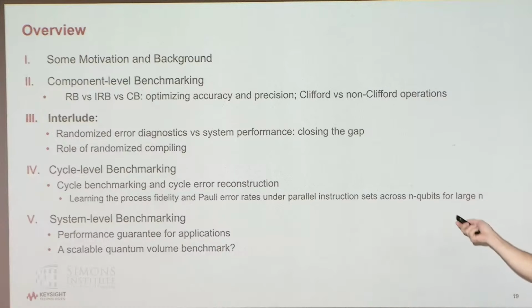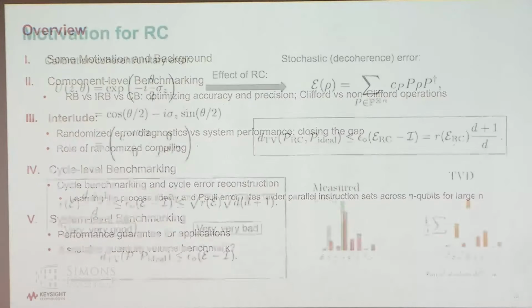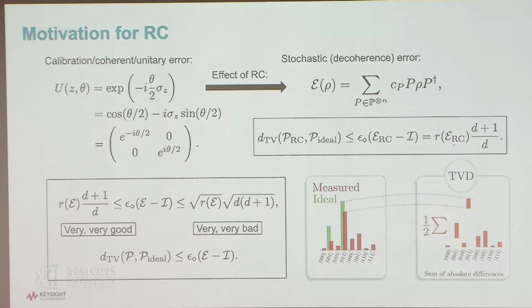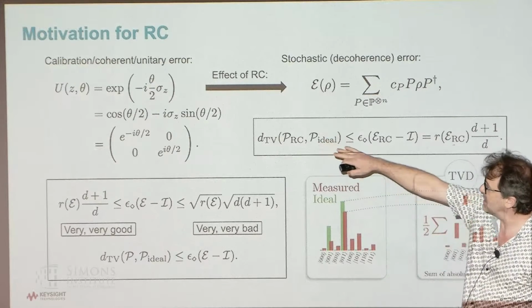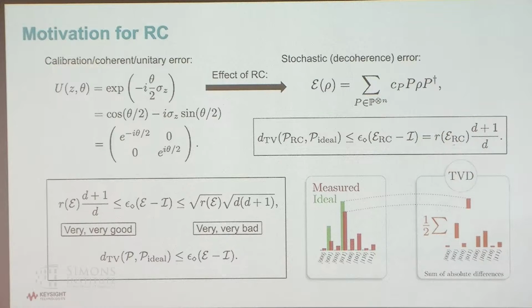Now I want to talk about this way of closing the gap between randomized methods of error assessment and the actual performance of the system for a circuit, whether it's a fault-tolerant gadget or whether it's some NISQ application, and how randomized compiling helps with that. So the idea of randomized compiling, before I show you the details, is to reduce a coherent error to a stochastic error. And there are many reasons why this is useful.